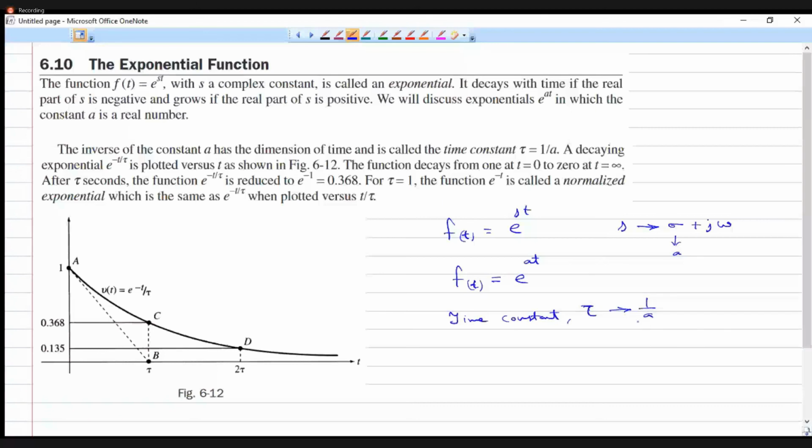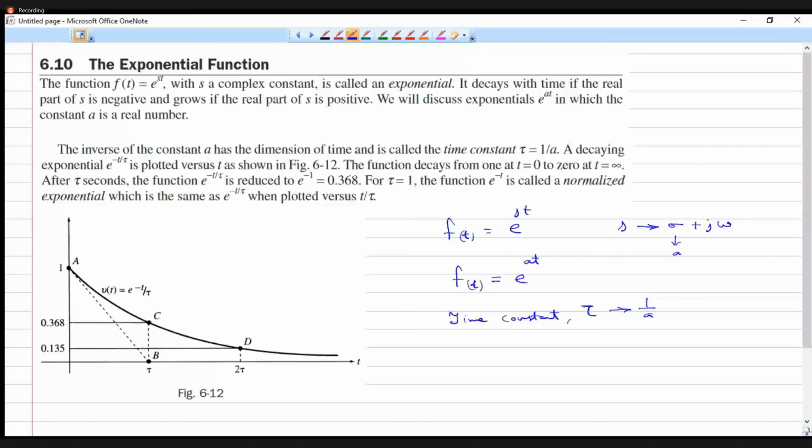Because when you do the dimensional analysis, you know that e is not carrying any dimension. So a is carrying the dimension of time inverse. So you can write 1 by a as having a dimension of time. Hence the term time constant. Dimensionally, it has the unit of time.